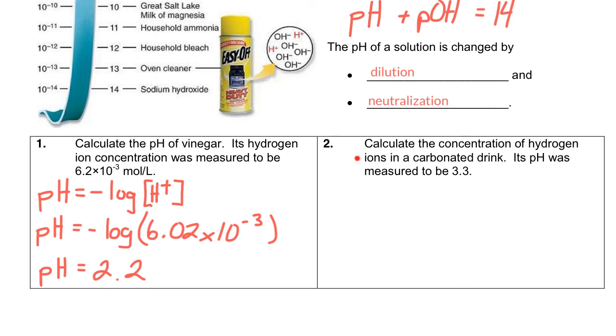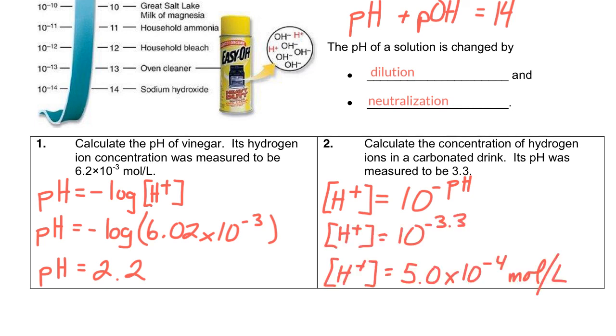The second example, though, is calculating the concentration of hydrogen ions. And this time we know what the pH is. So we use the formula for calculating the hydrogen ion concentration, and we're going to plug in 3.3 for the pH. You should get an answer of 5.0 times 10 to the negative 4 moles per liter. Don't forget your units in your final answer. If you're having trouble with any of that, send me an email. Otherwise, you can move on to the next part of the lesson.